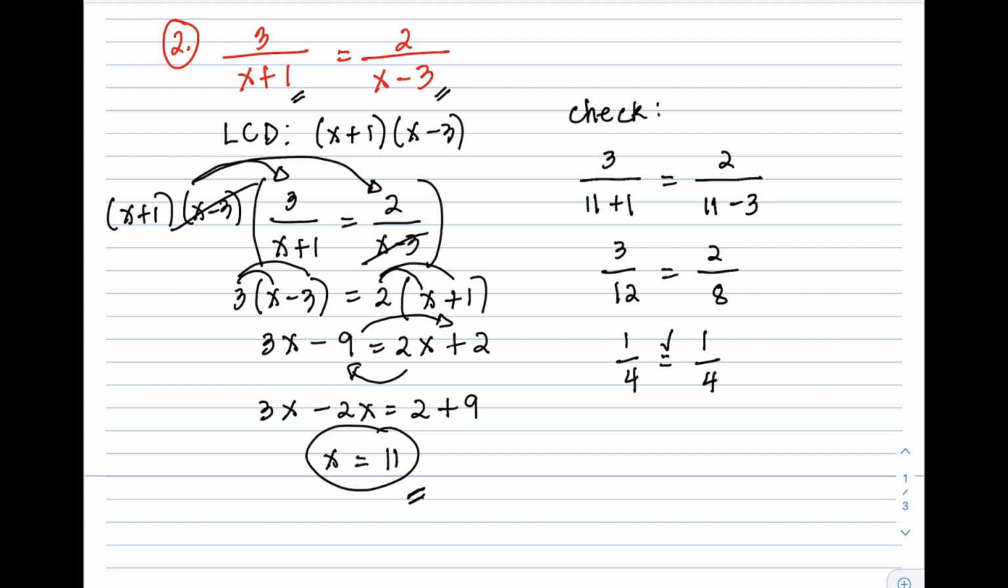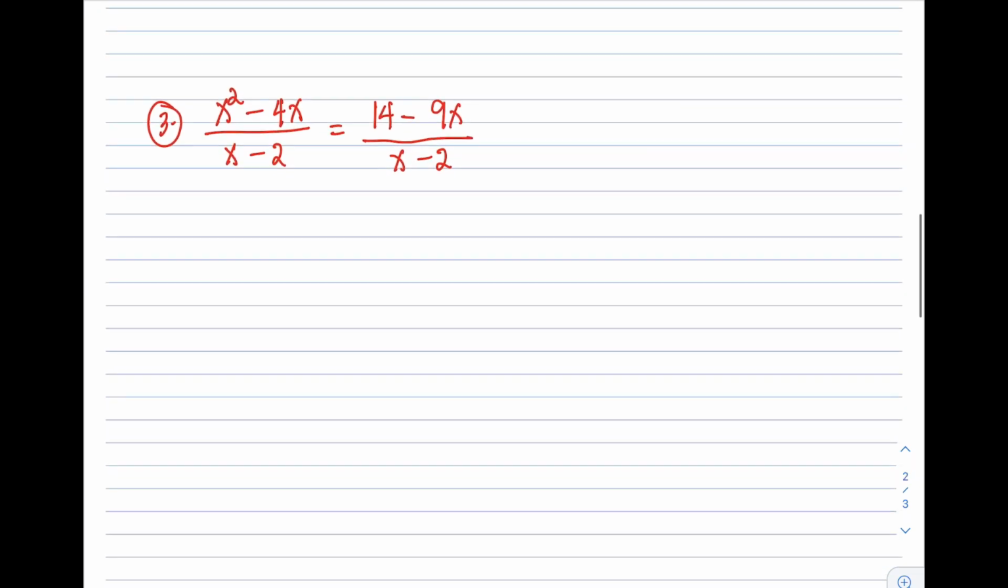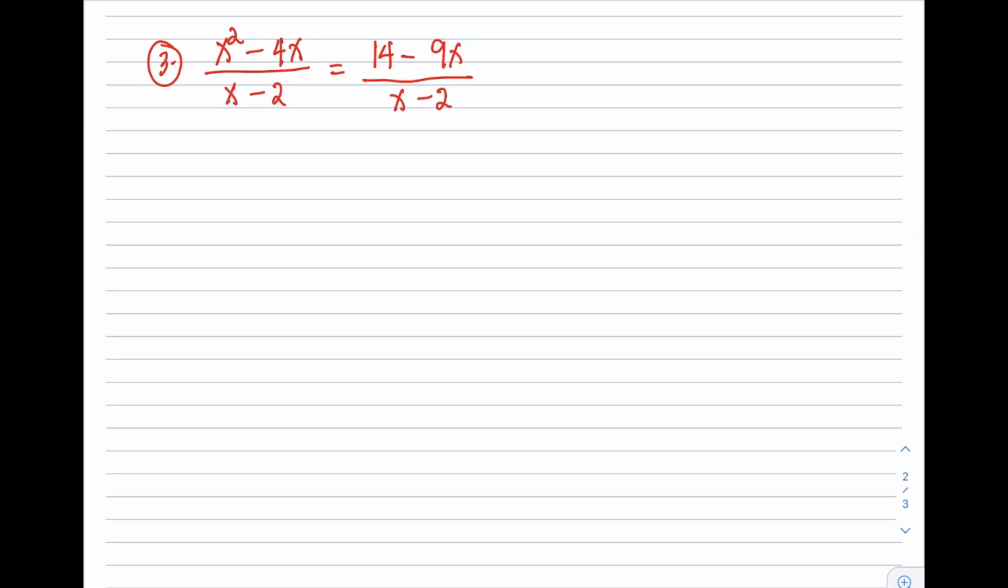Okay? Next, let's have example number 3. Number 3, x squared minus 4x all over x minus 2 equals 14 minus 9x all over x minus 2. So again, ang ating first step is we need to identify the LCD. So as you notice, ang denominators natin ay pareha. So meaning our LCD is x minus 2.